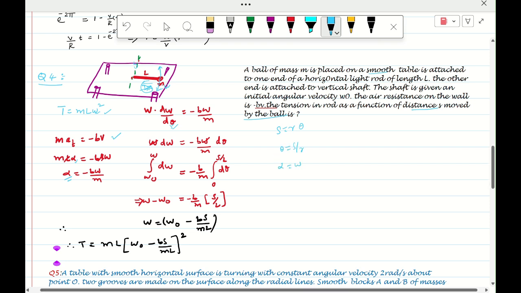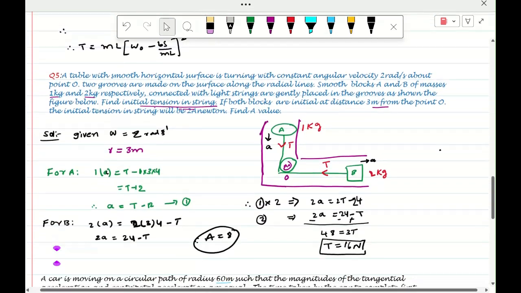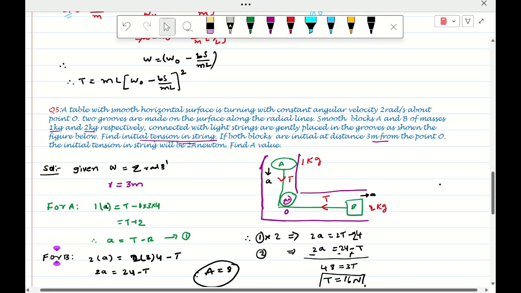So alpha is equal to omega into dω by dθ. Now already we know that it is equal to minus b omega. So integrating, we will get the answer. So that is the answer. Mainly, choosing the right formula makes the problem easy and gives the correct answer.